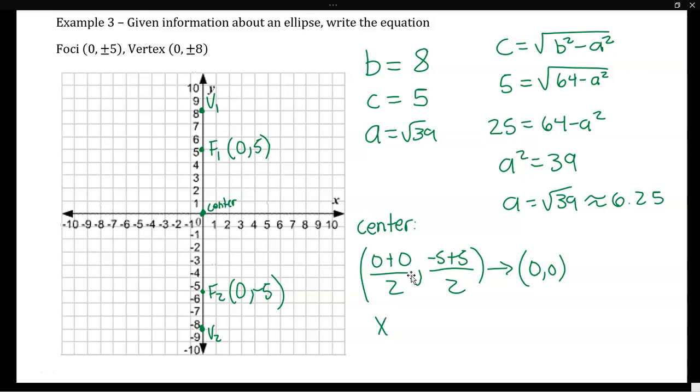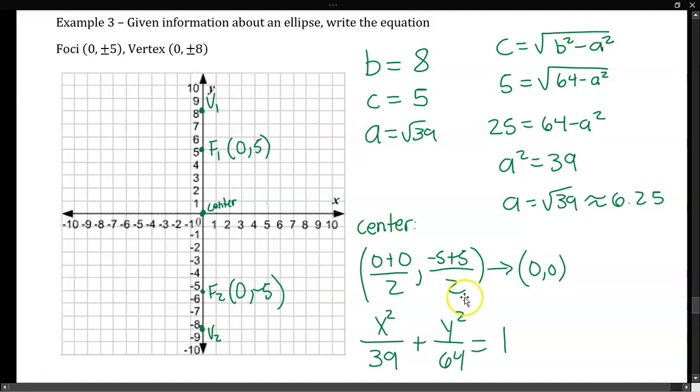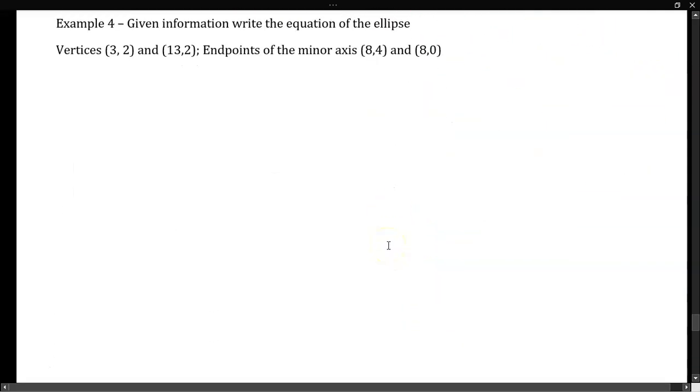So we're going to have x minus 0 squared divided by a squared, which is going to be 39, plus y minus 0 squared divided by b squared, which is going to be 64, and that equals 1. All right, so that is what we do if we're given the foci and the vertex. Next, we're given just the vertices, and we're given the two vertices and the endpoints of the minor axis.